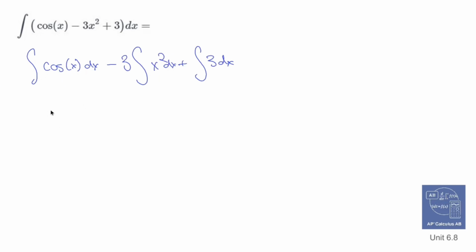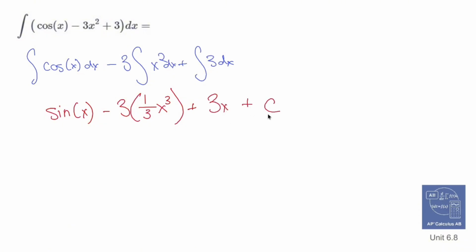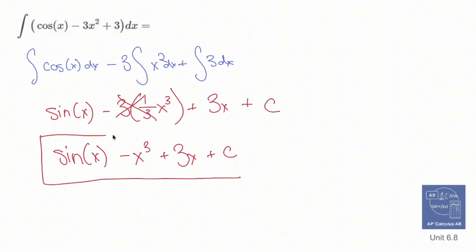The integral of cosine is sine. Minus 3. The integral of x squared is going to be 1 over 2 plus 1, which is 3, x to the 2 plus 1, which is 3, plus the integral of a constant has me attach an x, and at the end of all of this we have plus c. Can't forget that. So sine x, the 3s cancel out, minus x cubed plus 3x plus c is going to be my guy, baby. Nifty, nifty, nifty.